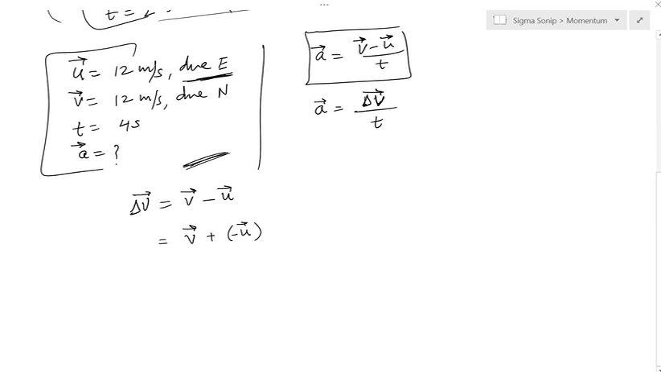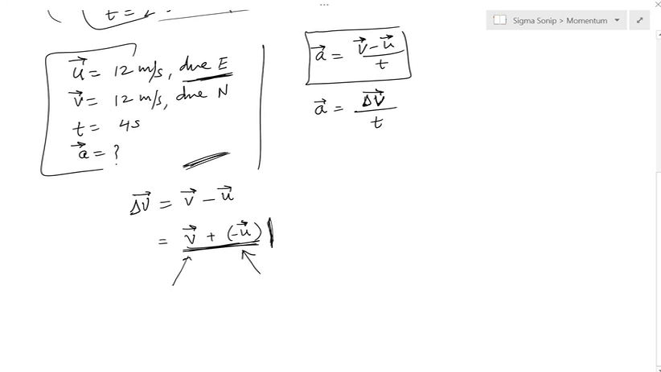They both mean exactly the same thing. What we are doing here is adding v with this vector minus u. And how do you find minus u? If you want to find the negative of a vector, you just need to reverse the direction. So that gives us a way to find the delta v.